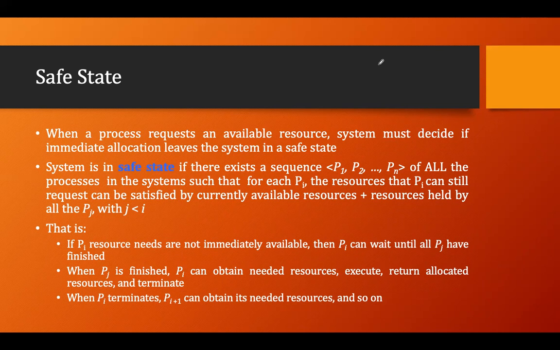Now, what is a safe state? The system is in a safe state if there exists a sequence. And what is the sequence? A sequence of processes P1, P2 to Pn, of all the processes in the system, such that for each Pi, the resources that Pi can still request can be satisfied by the currently available resources. Means the first condition of the safe state is that if a process is requesting a resource, it will be fulfilled by my current remaining resources.